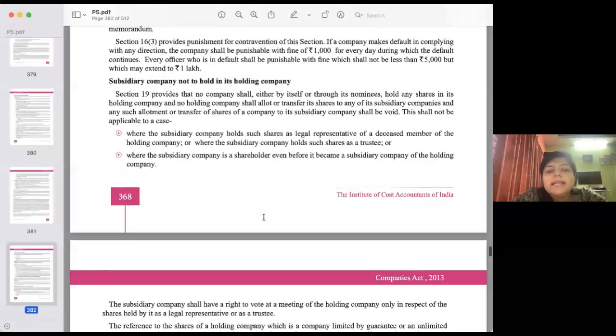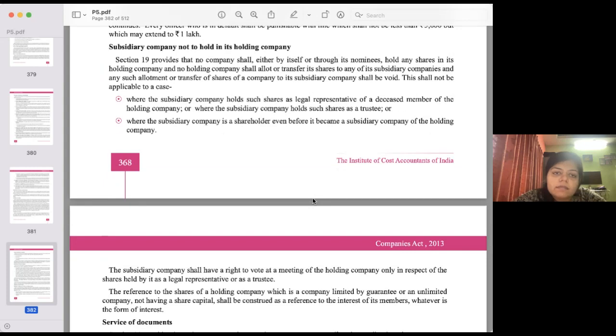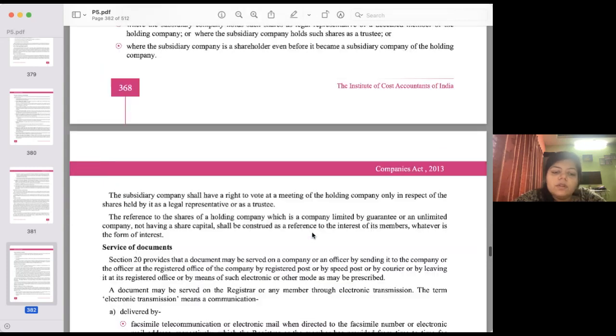Now, Section 19 talks about subsidiary companies not being able to hold any shares in their holding company. You can have holding companies, be it a parent company or a holding company, which have majority shares of the subsidiary company. But you can't have a subsidiary holding any shares in the holding company, because that would amount to a conflict of interest. So, to avoid conflict of interest, this is what you have to do.